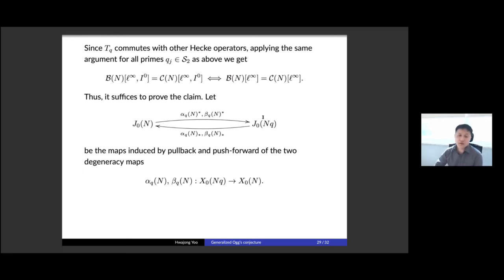Let this be the map from the pullback, and this is by pushforward of the natural two degeneracy maps, which are usually denoted by alpha_Q or beta_Q.